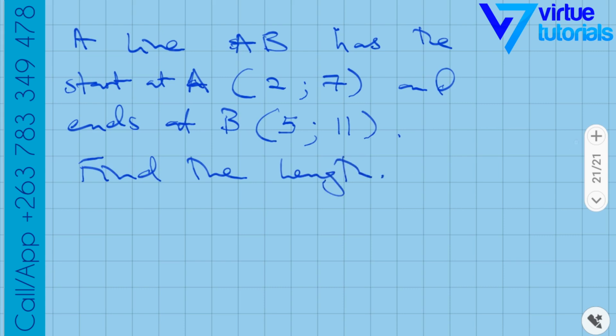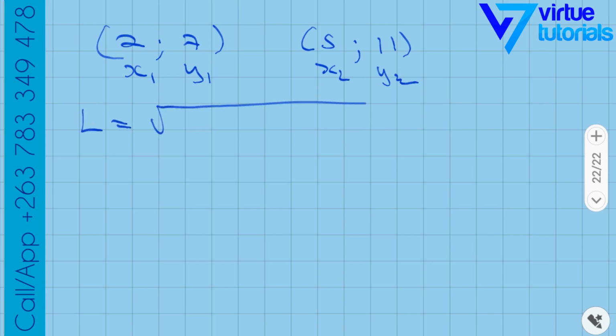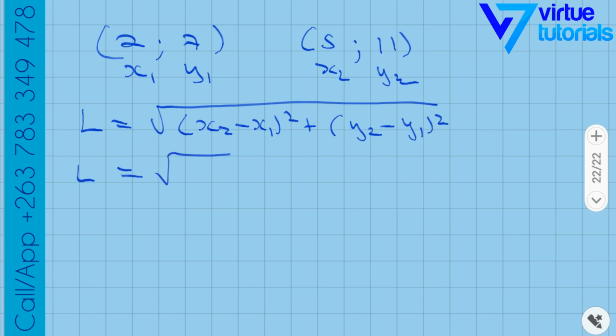Okay, so let's take it to the next page. We have 2, 7 and 5, 11. This is our x1, y1. That's our x2, y2. Our length is going to be square root of x2 minus x1 squared plus y2 minus y1 squared. So L is going to be equal to square root of 5, because that's our x2, our x1 is 2, squared, plus 11 minus 7 squared.